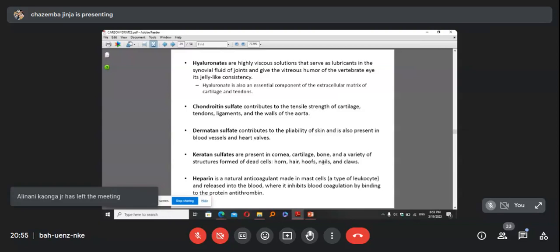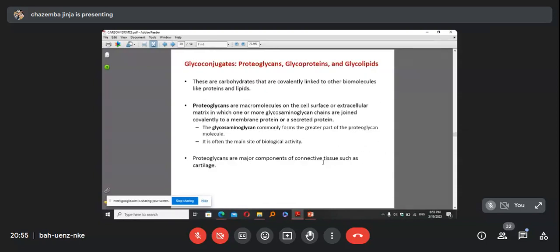The hyaluronates are found in the ECF of cartilage and tendons. Chondroitin sulfate gives tensile strength to cartilage, tendons, ligaments, and walls of the aorta. Dermatan sulfate contributes to pliability of the skin and is also present in blood vessels and heart valves. Keratan sulfate, remember keratin is found mainly in nails, hooves, claws, and so on. Heparin is an anticoagulant, normally found in blood to prevent blood from coagulating. That's on these glycosaminoglycans.